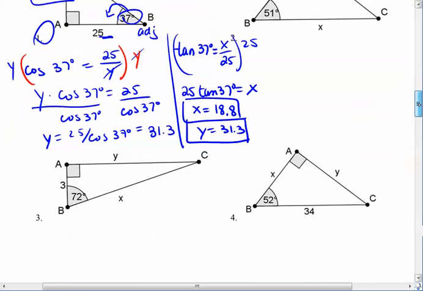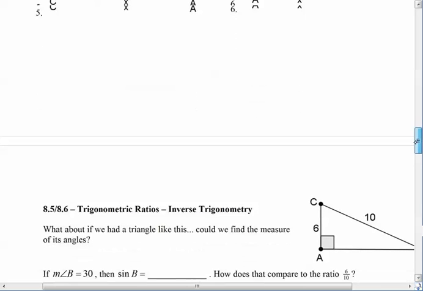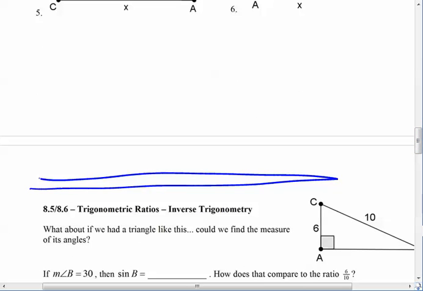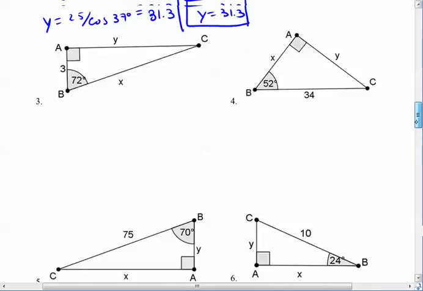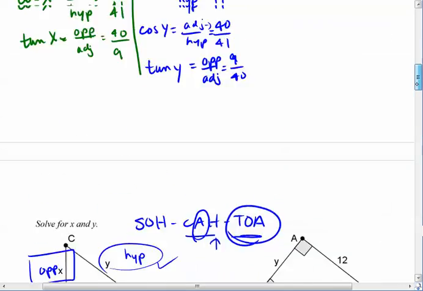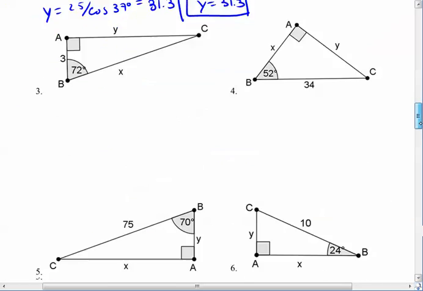Now I'll give you guys the chance to try the rest of the problems on this page only. We will save this third page for another class. So right now, just try the number 2 and 3 from the first page and everything on the second page.